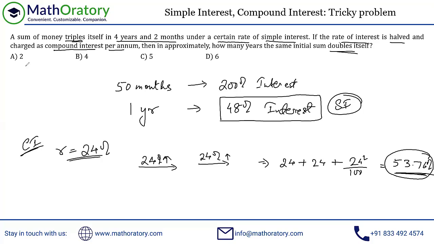Because we don't have 3 years in the options, this becomes a little simple to understand, and we can directly mark the answer as 4 years, because obviously in 2 years we are not getting 100% interest, and in 4 years it should definitely give us 100% interest. So the answer for this question should be 4 years.